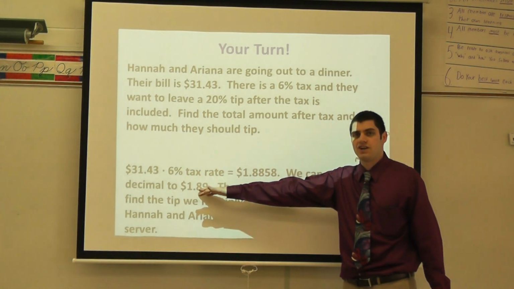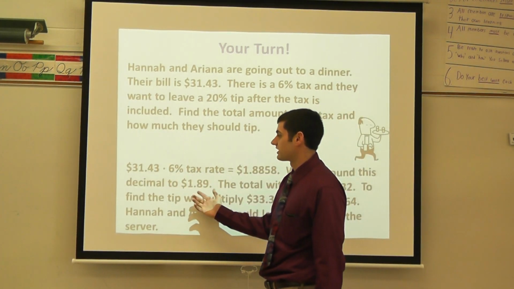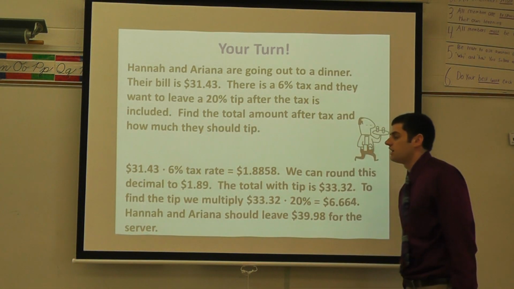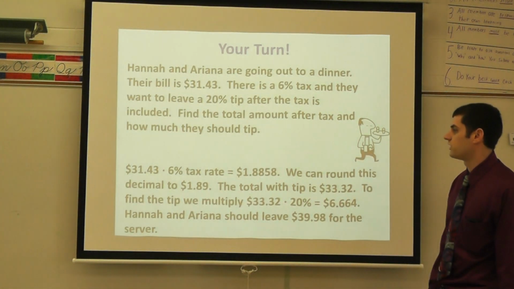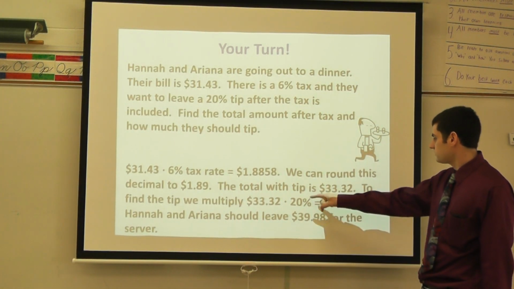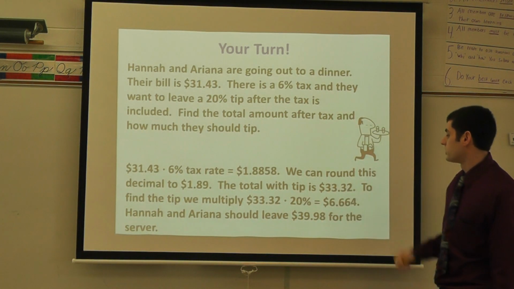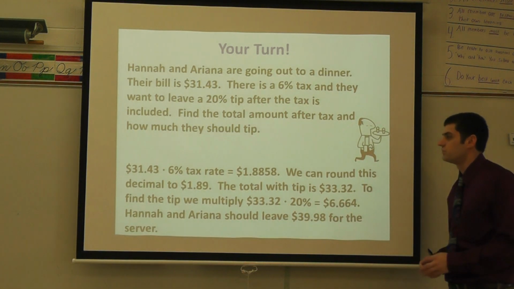So I can take that $1.89, which is my tax amount, and add it to my $31.43, which is going to give me a total of $33.32.